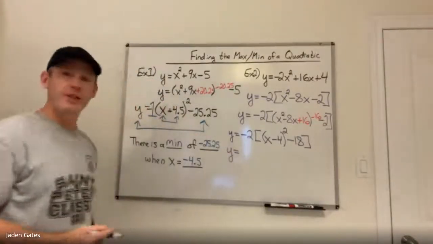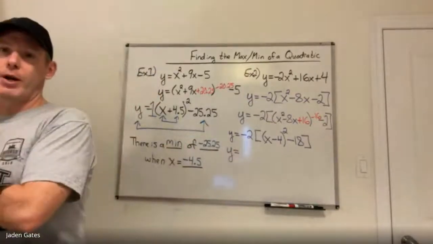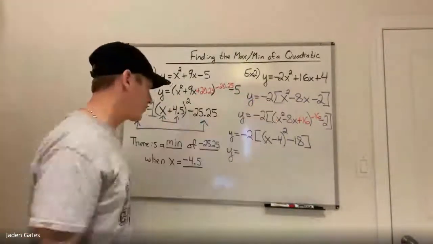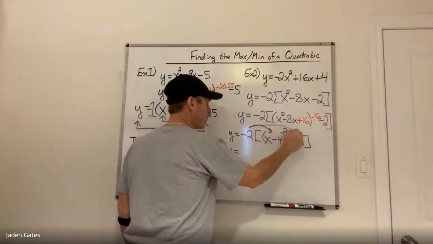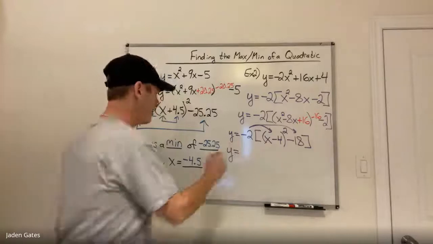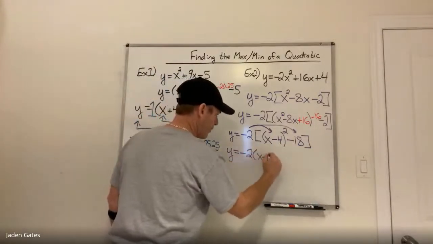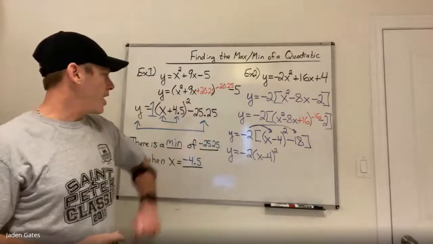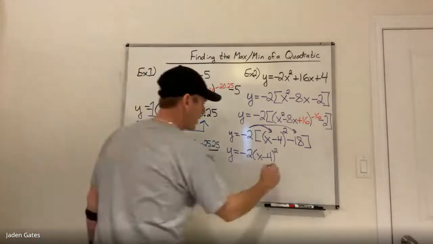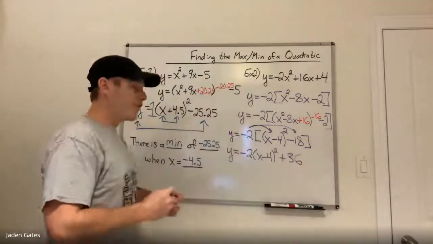I just have to put the -2 back now. So when I took it out, I divided everything by -2. When I put it back, I multiplied everything by -2. All right, so -2 times that whole thing, and then -2 times -18. Well, -2 times this whole thing is -2 times that whole thing. And then -2 times -18, a negative times a negative, gives you a positive. All right, so I've completed the square.